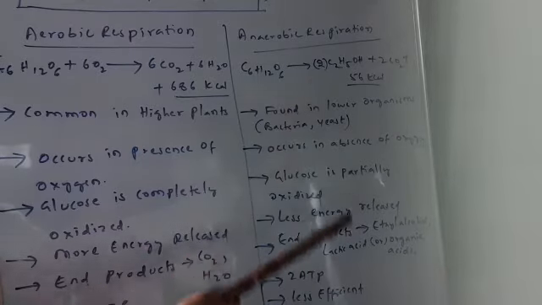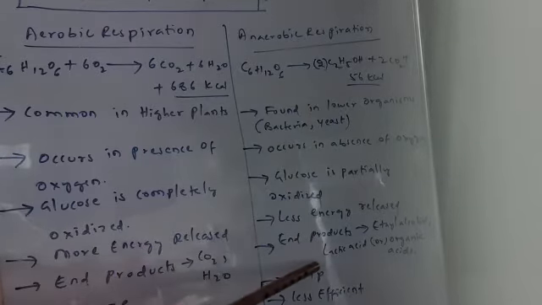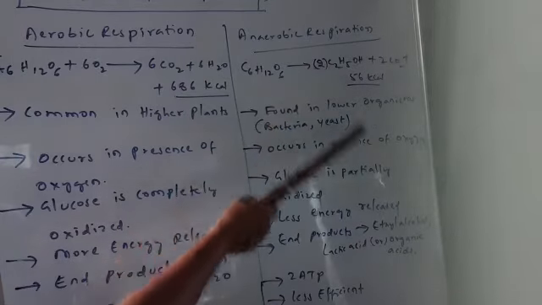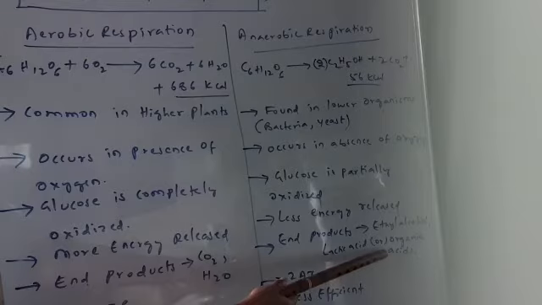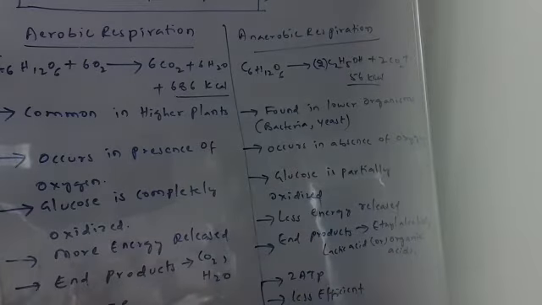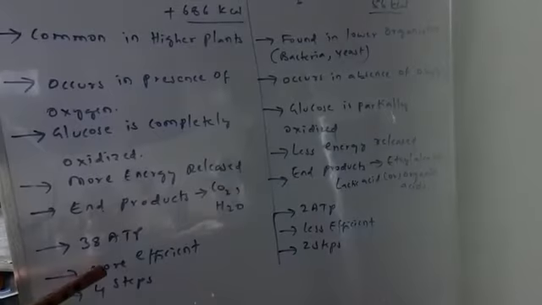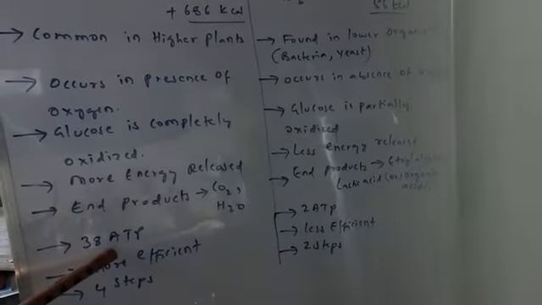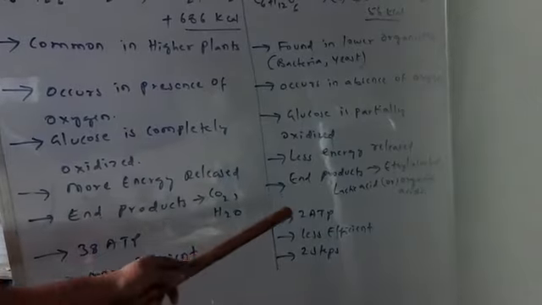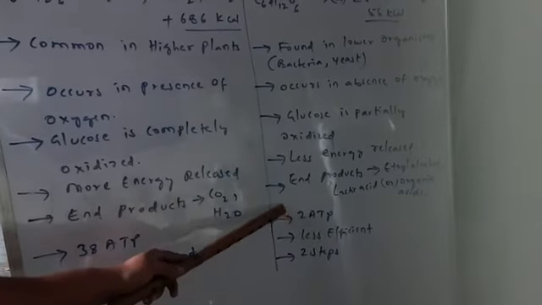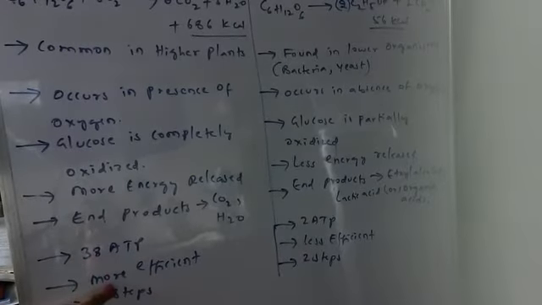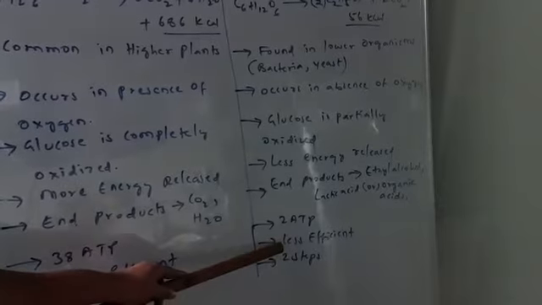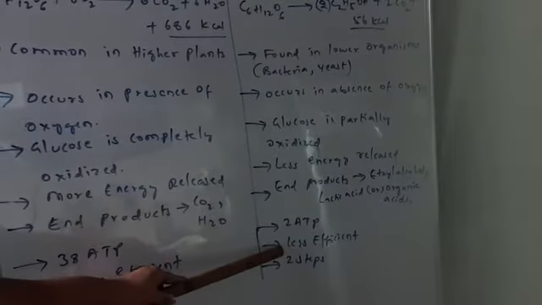We will see the types of anaerobic respiration also. If it is an alcoholic fermentation, then the product would be ethanol. If it is a lactic acid fermentation, the product would be lactic acid, or some other kind of organic acid may also form. The ATP formed during aerobic respiration is 38 ATP, whereas during anaerobic respiration it is 2 ATP. Since more ATP is produced, aerobic respiration is a more efficient process. Since less ATP is produced, anaerobic respiration is a less efficient process.